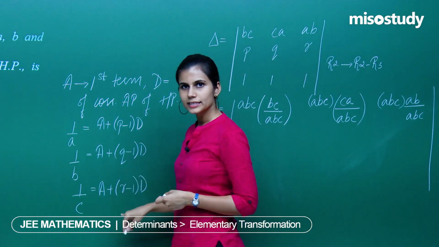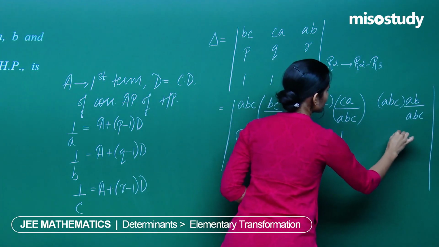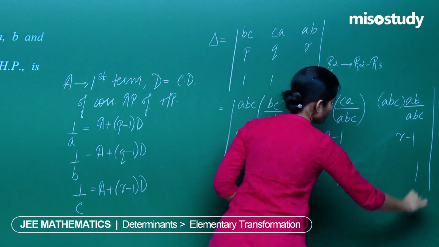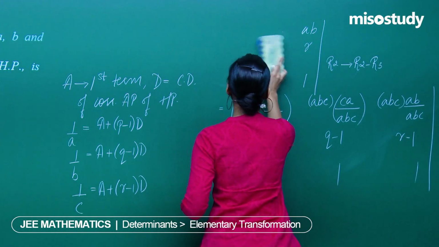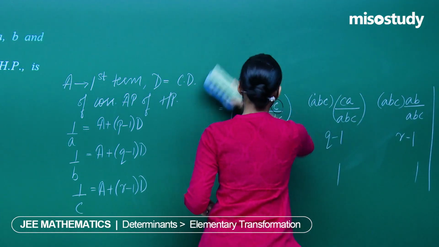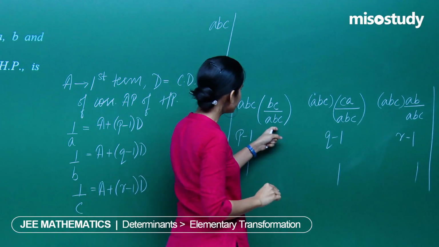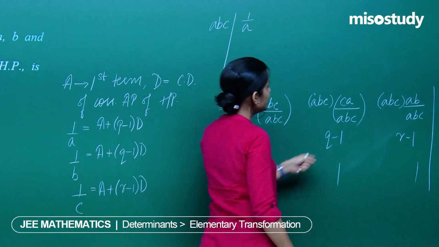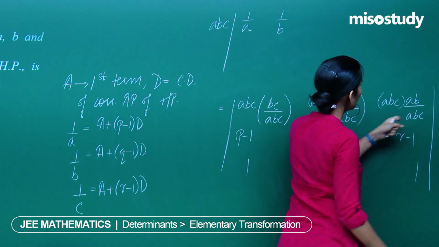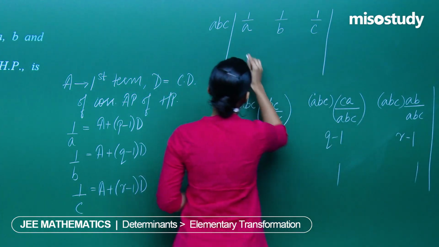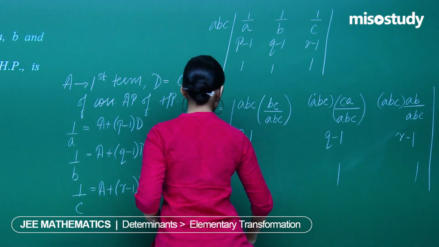Here we have P minus 1, Q minus 1, R minus 1. We obviously need to use this. So, build this setup: P minus 1, Q minus 1, R minus 1, 1, 1, 1. ABC is going to come out common, right? ABC comes out common. You are left with BC upon ABC, which is 1 upon A, CA upon ABC, which is 1 upon B, and AB upon ABC, which is 1 upon C. Then you have P minus 1, Q minus 1, R minus 1, 1, 1, 1, right?